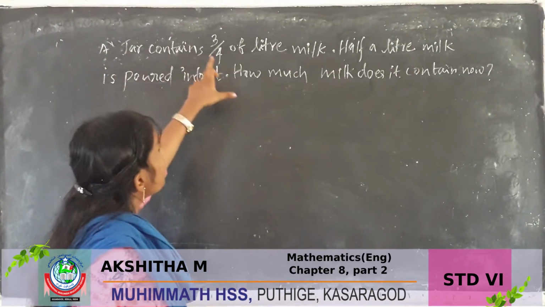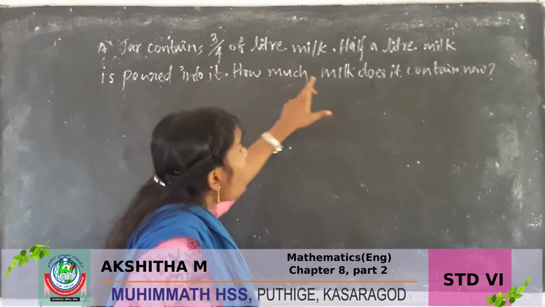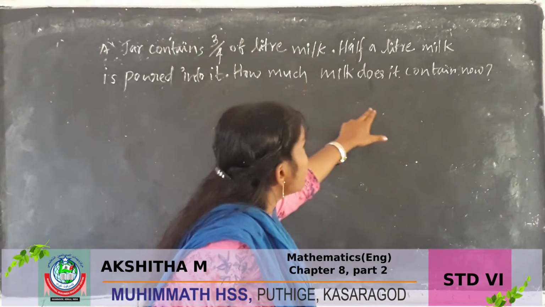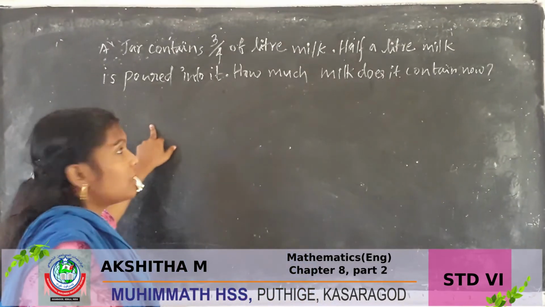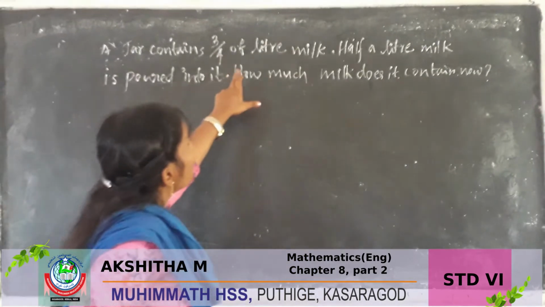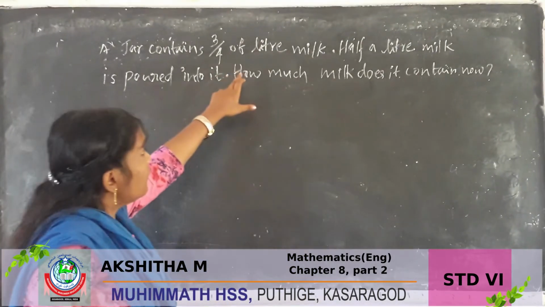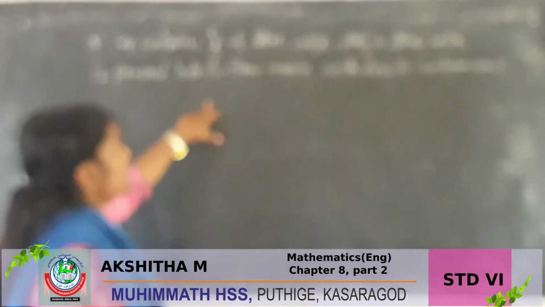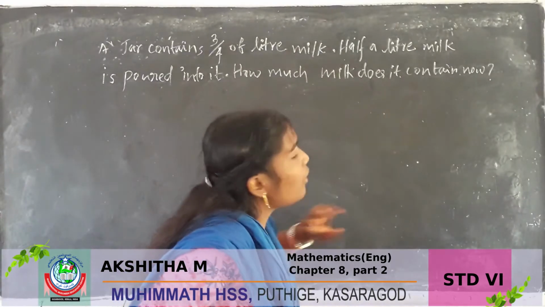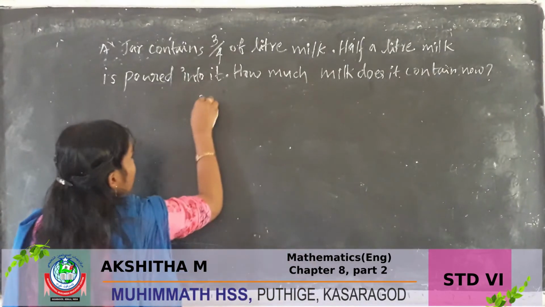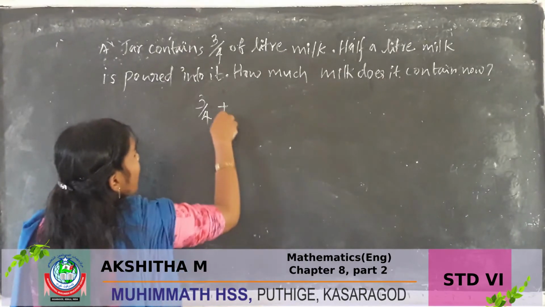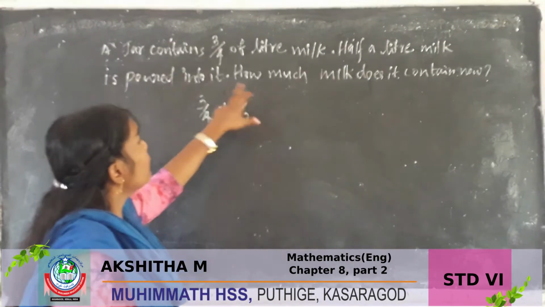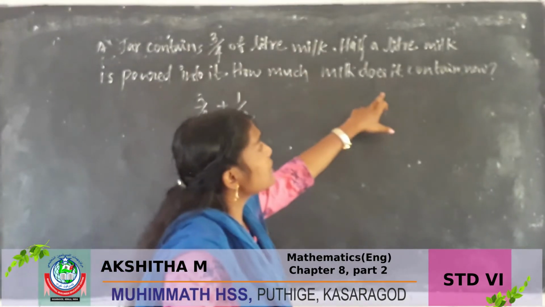A jar contains 3/4 of a liter of milk. Half a liter of milk is poured into it. How much milk does it contain now? It is the question. A jar contains 3/4 of a liter means 3/4 liter milk. Half a liter milk poured into it. How much milk does it contain now? 3/4 you can write like this. Half is 1/2.